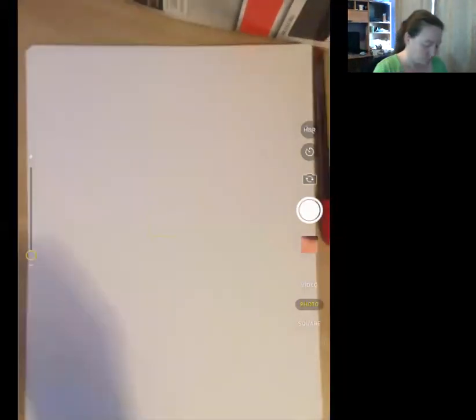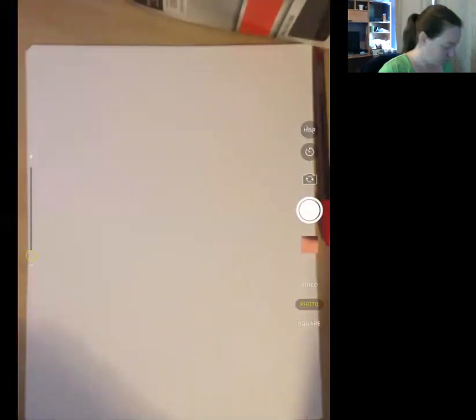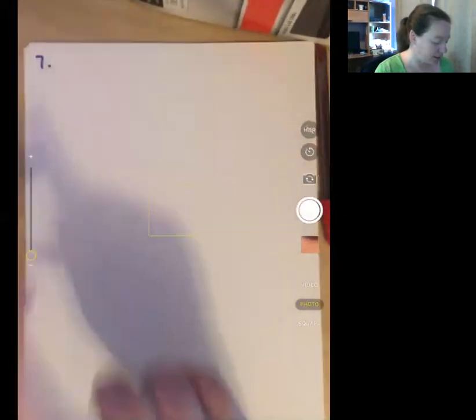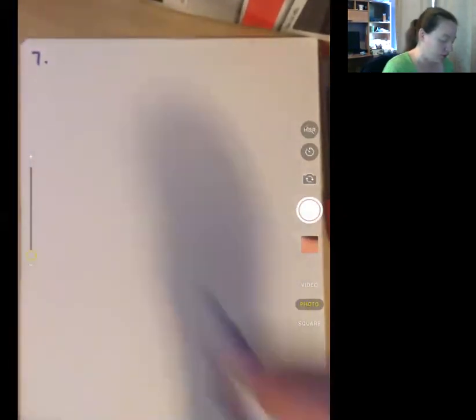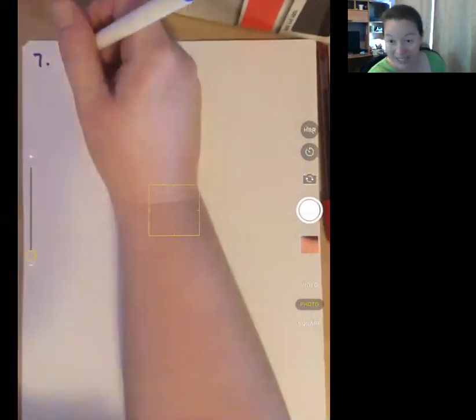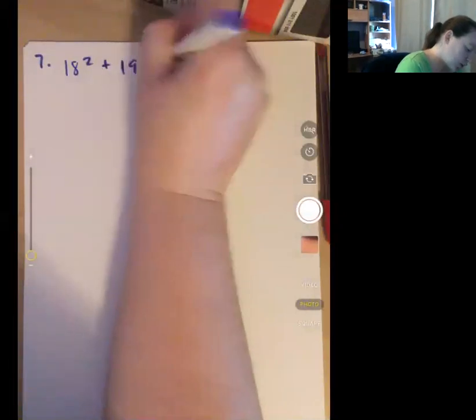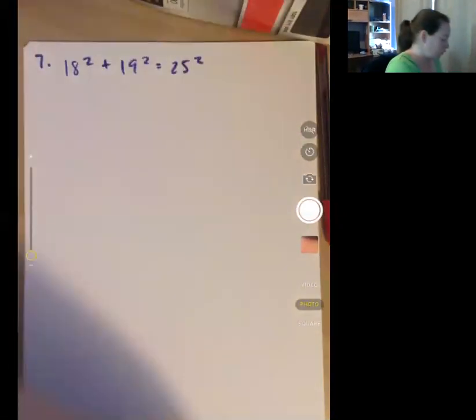Number 7. A triangular piece of glass has sides measuring 18, 19, and 25. Is it a right triangle? This is once again in order. So 18 squared plus 19 squared is equal to 25 squared.